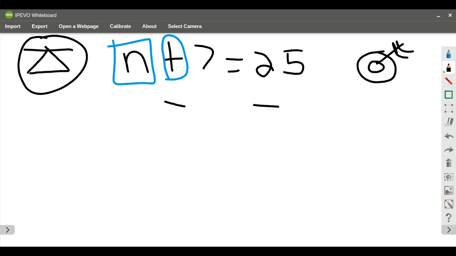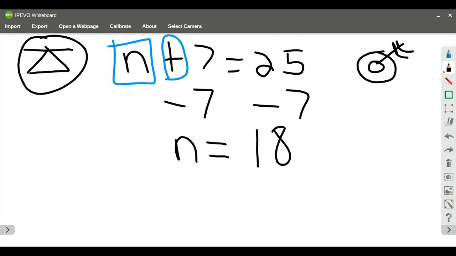And so the value that I have on the side with n, on this side of my equation, is 7. So I'm going to subtract 7 from this side. And because I subtracted 7 from this side, I'm going to subtract 7 from this side. And that leaves me with n is equal to 18. So those are the steps that you need to show. That's the proof. That's your work.